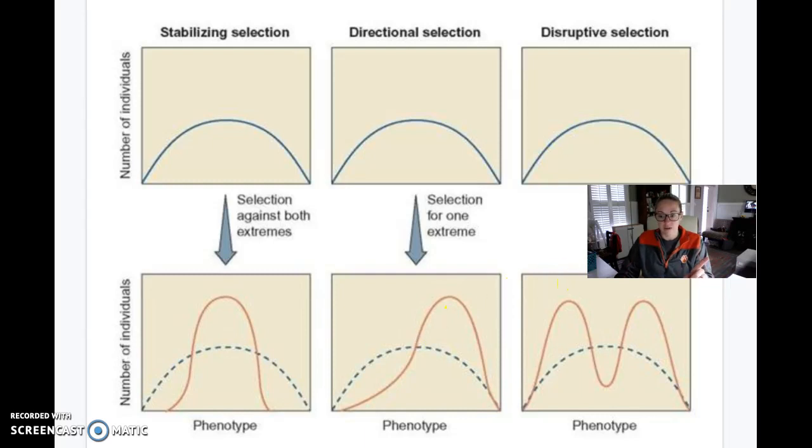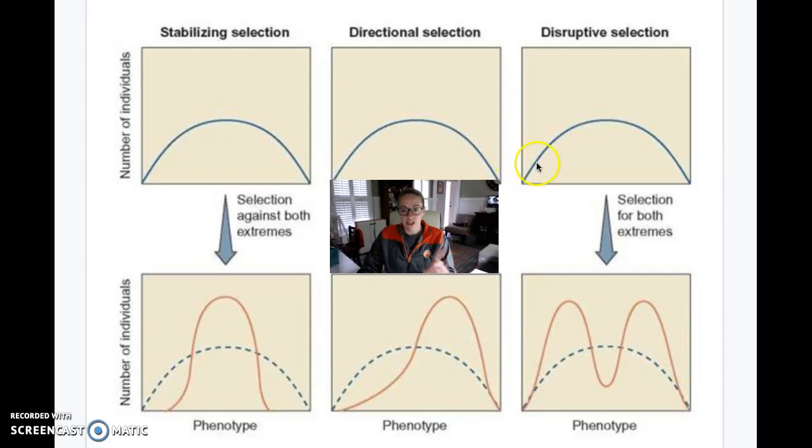Okay, move my little webcam thing there for you. If we look at disruptive, again, we are starting with the same that we have in all three. Now we're selecting for both extremes, where it is best to be different. Average is no good in this point. Different is best. And then we get this red M shape, disruptive.